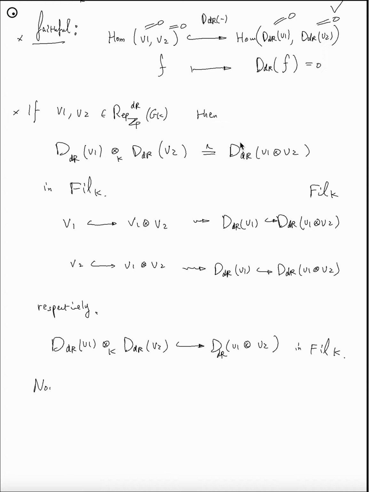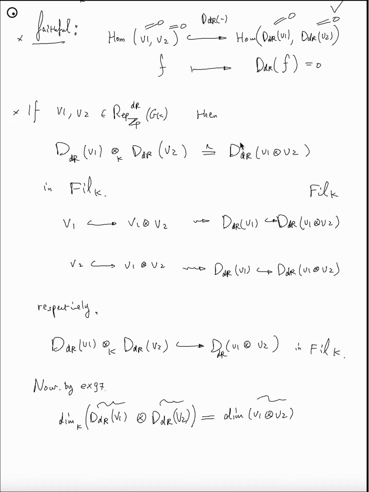Now, by the last exercise, should be 97 if I'm correct, the dimension of D_dR of V1 tensor D_dR of V2 equals, we know that this dimension is just the dimension of this times the dimension of this, and so it's the same as dimension V1 tensor V2.